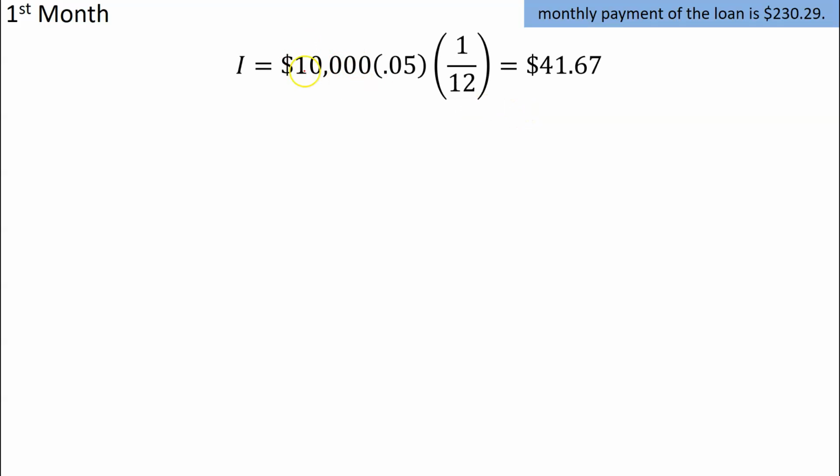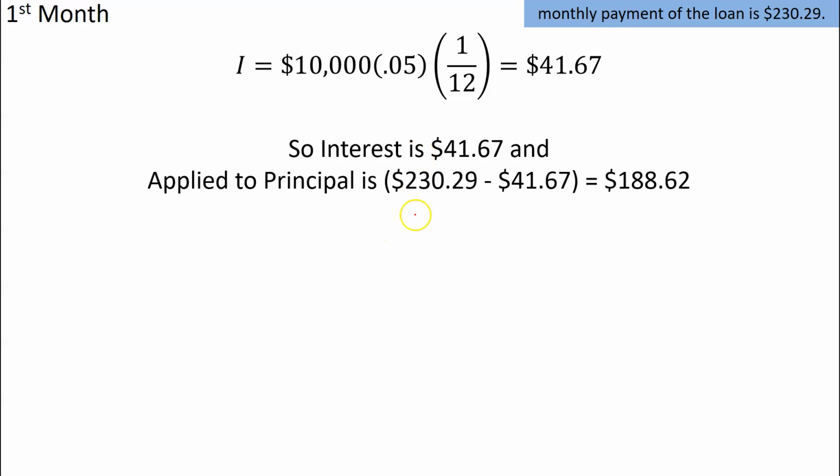During the first month, now remember, the payment's $230.29. So you had the full principal. With that interest rate, 1/12 of the month means I'm going to pay $41.67 in interest that month. So then what went towards the balance? Well, you take $230.29, take away what you paid in interest, and that tells you that I paid $188.62 towards the balance, or the principal.